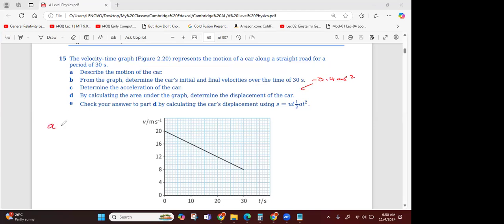So acceleration is the gradient. A equals final velocity 8 minus 20, divided by the time taken, which is 30. So 8 minus 20 is minus 12, over 30. That gives minus 0.4 meters per second squared. Yeah, correct.